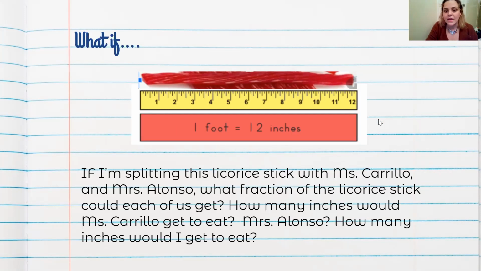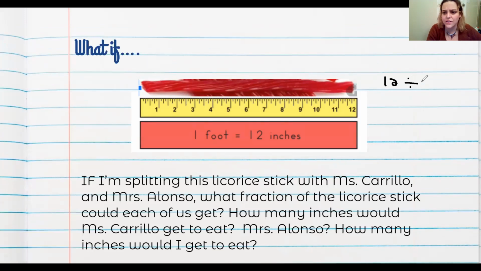Well, let's see. I know there's 12 inches in total, and I have to divide it between 3 people. Let me write that down so I don't forget. So I know I have 12 inches in total, that licorice stick, and now I'm sharing between 3 people because it's me, Miss Carrillo, Miss Alonso. I know I can use my multiplication facts. 3 times what gives me 12? So 3 friends times how much will each friend get?